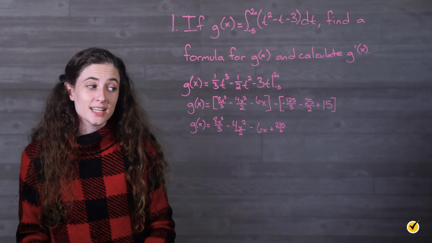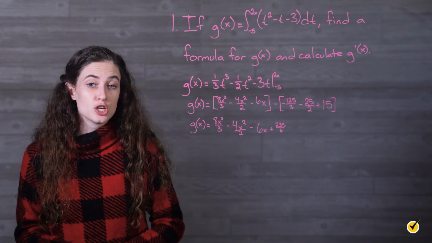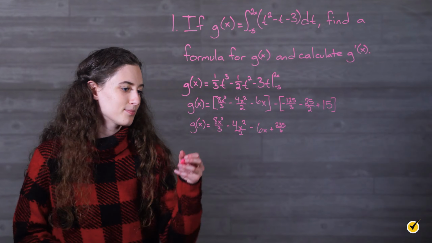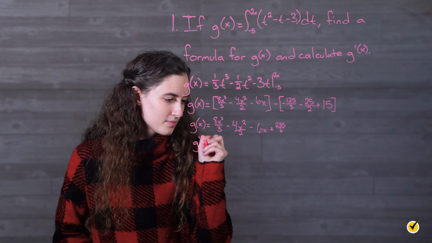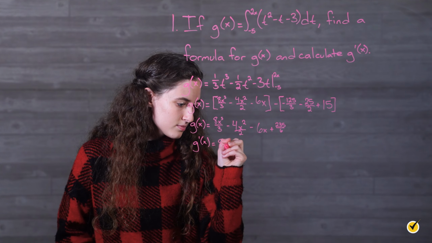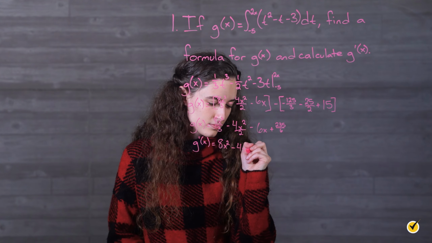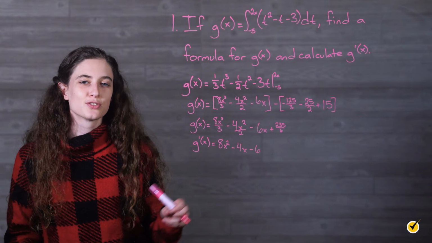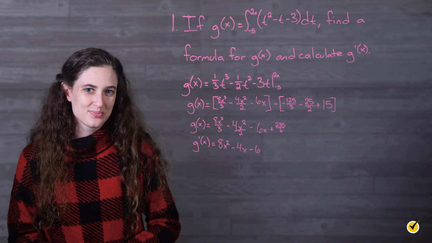So g of x is equal to 8x cubed over 3 minus 4x squared over 2 minus 6x plus 235 over 6. So now we're going to calculate g prime of x by taking the derivative of g of x. And g prime is 8x squared minus 4x minus 6.